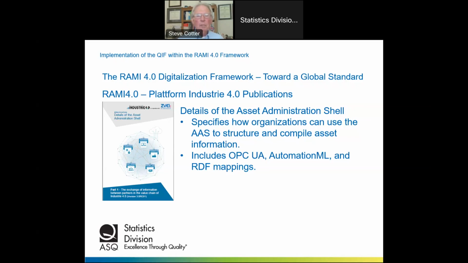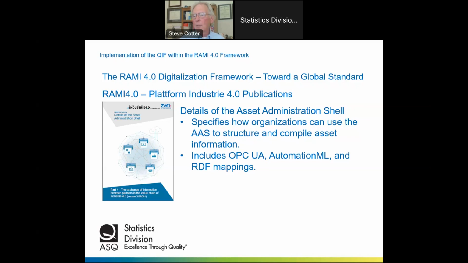The first one is the details of the digital asset administration shell. This is the cover of the book or of the standard. I happen to have the standard open here. You can download it as a PDF. It specifies how organizations can use the AAS to structure and compile asset information. It includes OPC UA, AutomationML, and RDF mappings.